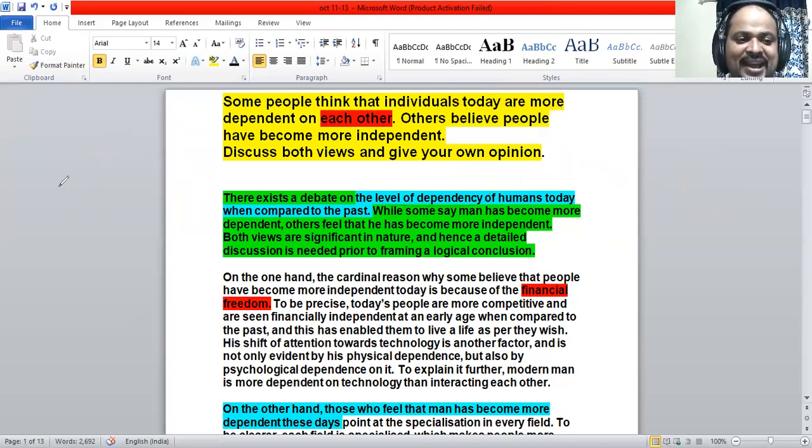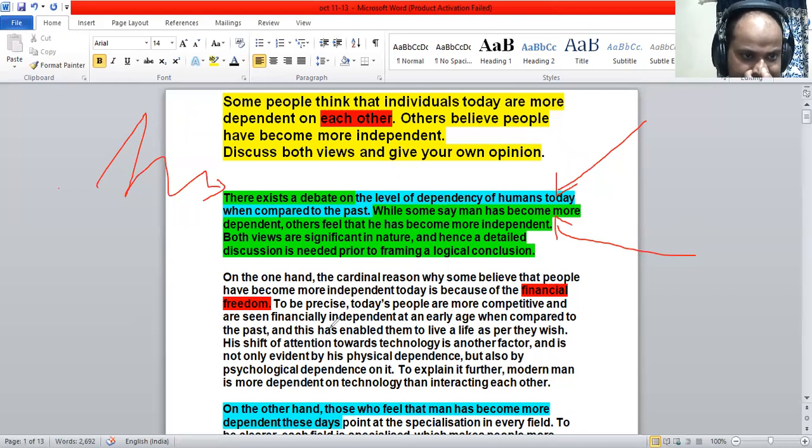Now let's go ahead with the introduction in detail. The first sentence deals with the topic. The second sentence deals with argument number 1 and 2. And the third sentence deals with what you are going to say in the essay. What you are going to say in the essay is there in the last sentence. You are going to discuss these things before framing your opinion and a conclusion.